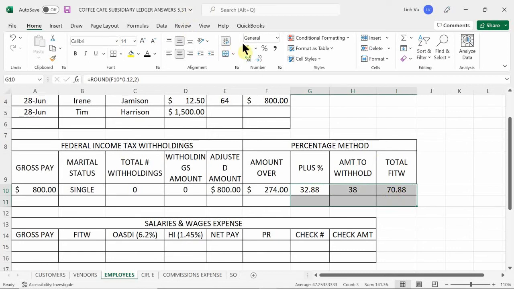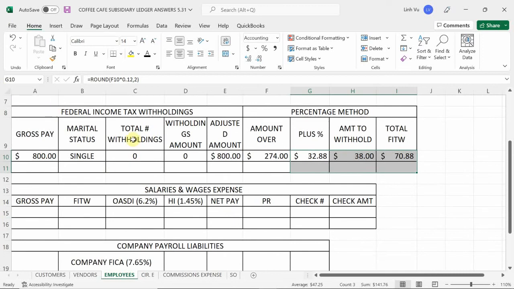Okay, so that's how we read the Circular E table. I don't understand why they make you calculate it backwards; they should make it go forwards. But in this case, that's how we understand how to calculate the federal income tax withholdings. Because she doesn't claim anything, she's subject to 100% federal income tax, so she's subject to $70.88.